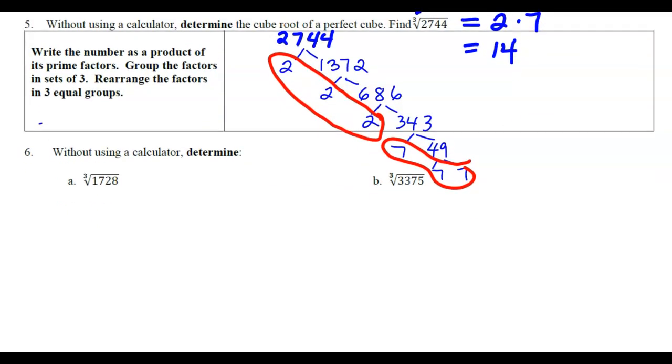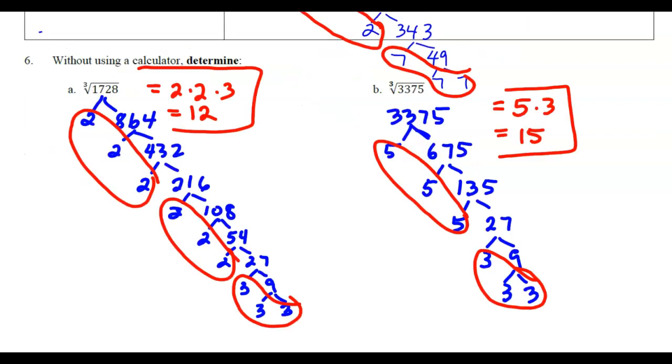Okay. So again, try these ones on your own. Okay, so those are done. I did in B, I started with 5 as my first divisor just because I saw it ended in 5. So I found that easier.